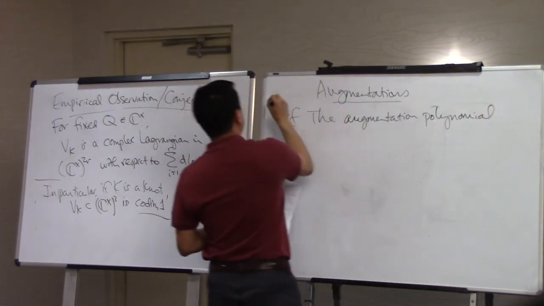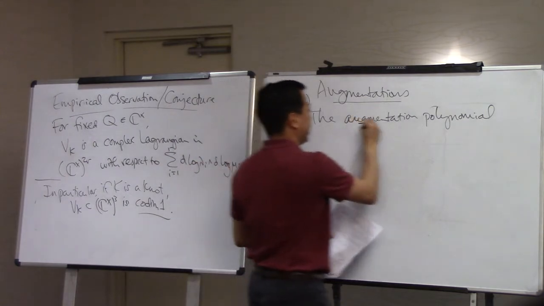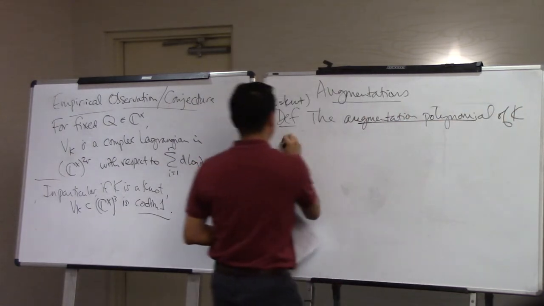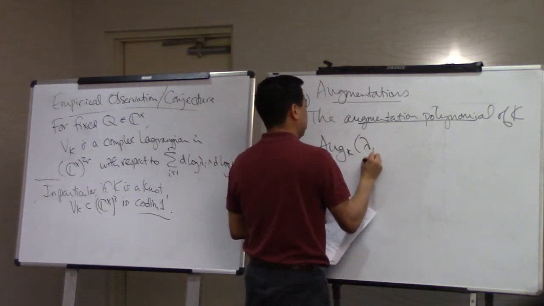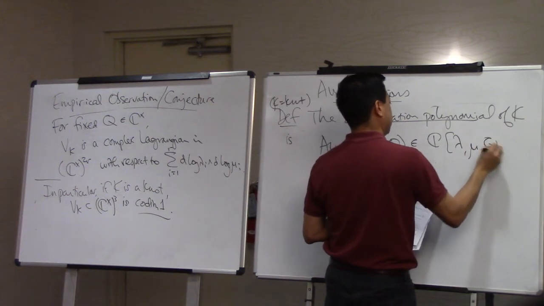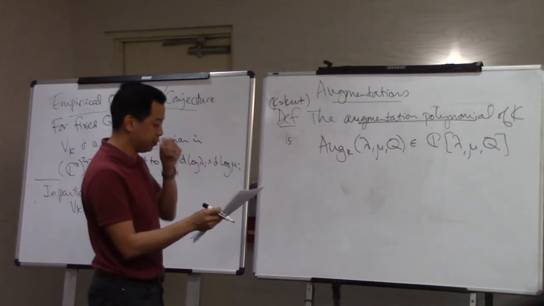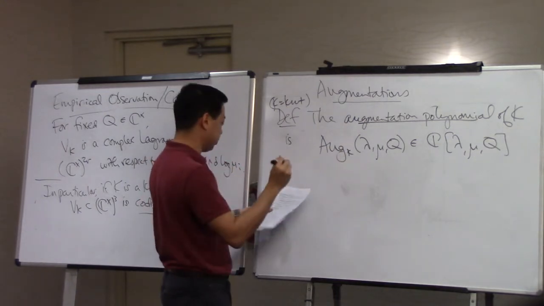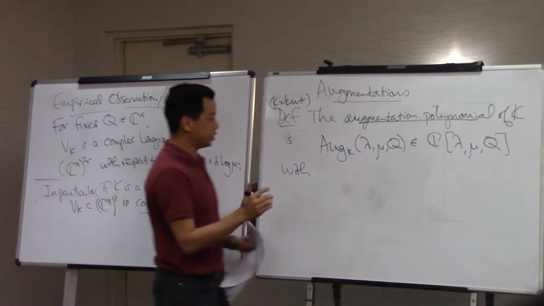This is specifically for K as a knot. The augmentation polynomial of K, I'll write it as aug K of lambda, mu, Q. It's a polynomial in these with complex coefficients. Actually, it turns out to have integer coefficients, but complex would do for us. Whose vanishing locus is this thing.